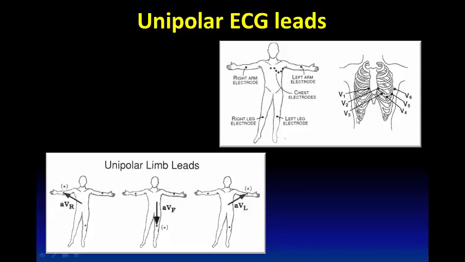V3 and V4 chest leads, these are anteroseptal leads. V5 and V6, these are anterolateral leads.